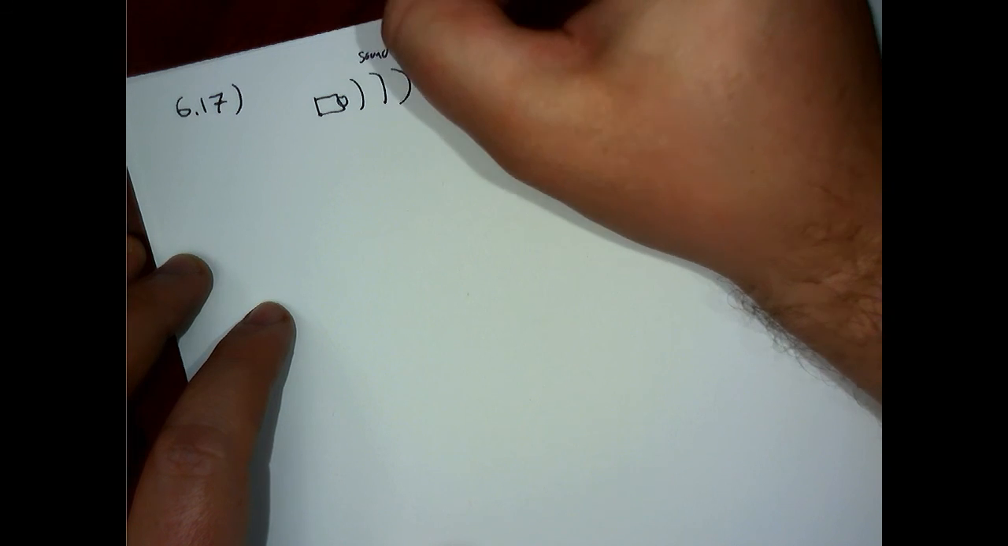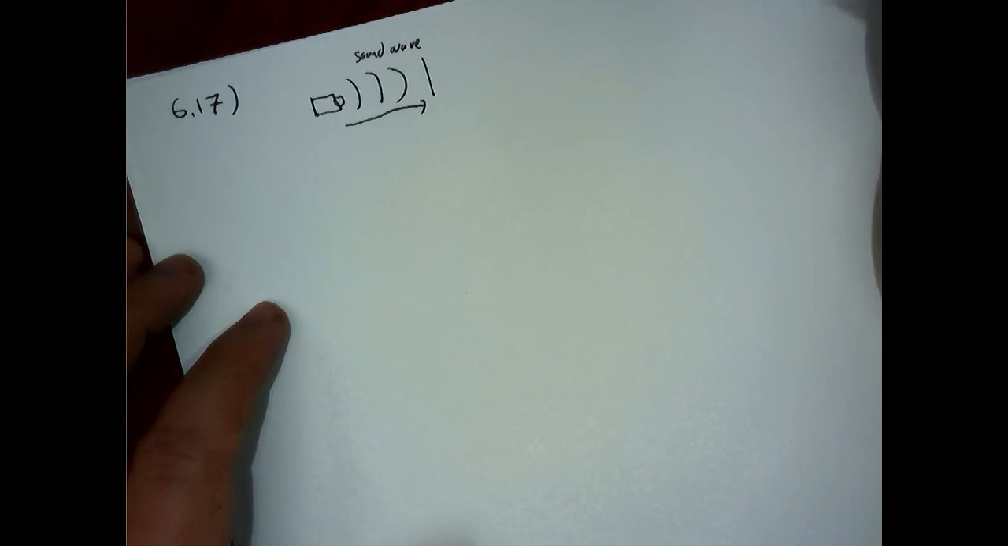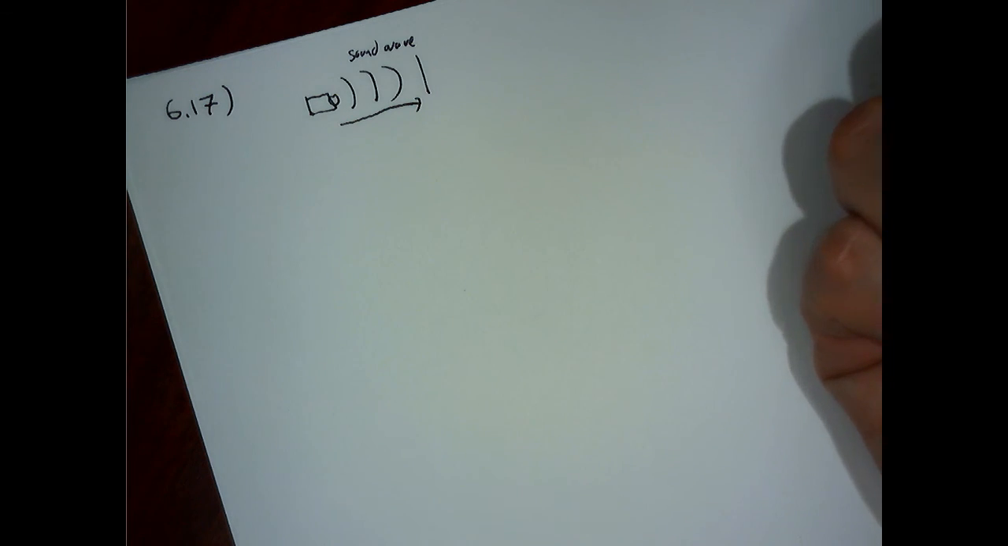So it figures out the range to things. It goes beep, and it listens for a beep, and it's like, that took 3 seconds, so it must be 3 times the speed of sound divided by 2, the distance away. Okay, so we know what it is. It tells us the distance of things.